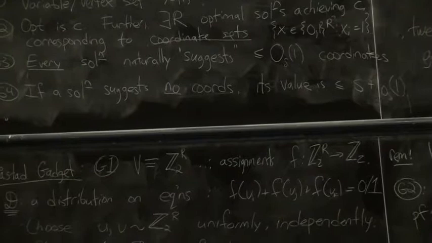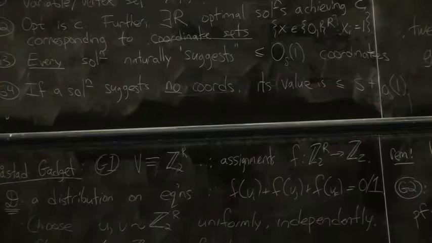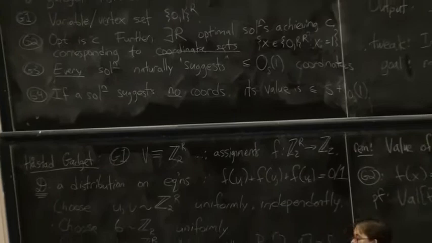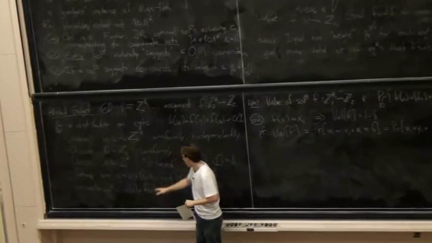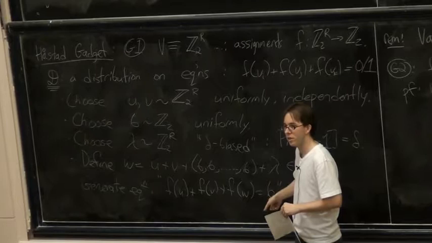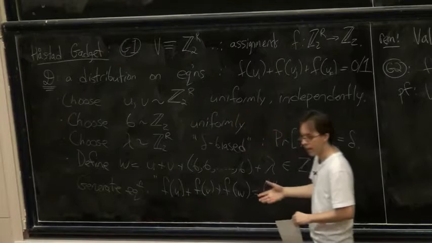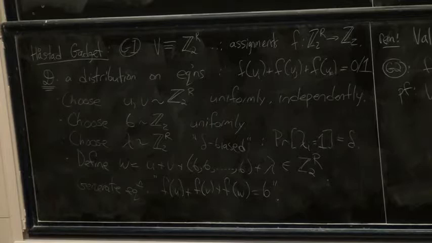Quickly speaking, forget for a second about both lambda and b. Just pretend they're all 0. Then what are we doing? You're choosing u and v. W is just u plus v. And you're checking that f of u plus f of v plus f of u plus v equals 0. Everything again is mod 2. So you're checking that f of u plus f of v equals f of u plus v. In other words, you're checking that f is a group homomorphism. Or if you think of Z2 as F2, the field of two elements, you're checking that it's a linear map.